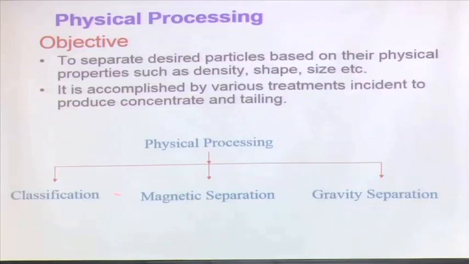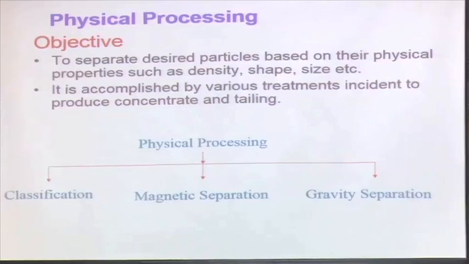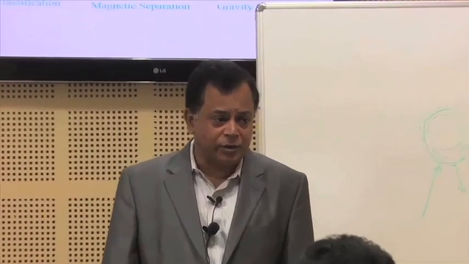Then magnetic property differences. Suppose some particles are paramagnetic, some particles are diamagnetic, and some have different magnetic susceptibility. So, we can put them into a magnetic force environment. Some particles will adhere to the magnet, some will not, and then we can have a design, which I will show you, and then we can have a separation. Then gravity separation, where we use the density difference of the particles to separate them.